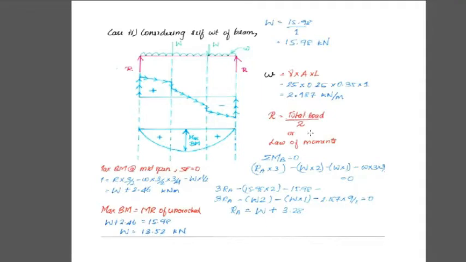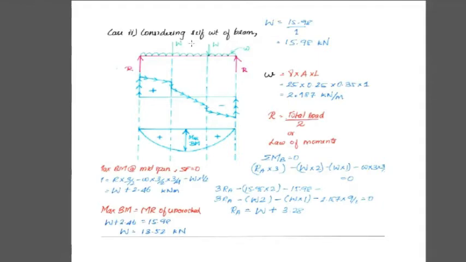We can find it either way, by taking the moment equal to 0, or else we can find the load value. So here, taking the moment about B equal to 0, then the reaction at A into total distance 3, minus W into the remaining distance 2 meter, minus W into 1 meter, and the value of self weight, so W into 3 into 3 by 2, equal to 0. Then after substituting all the values, we are getting RA equal to W plus 3.28.